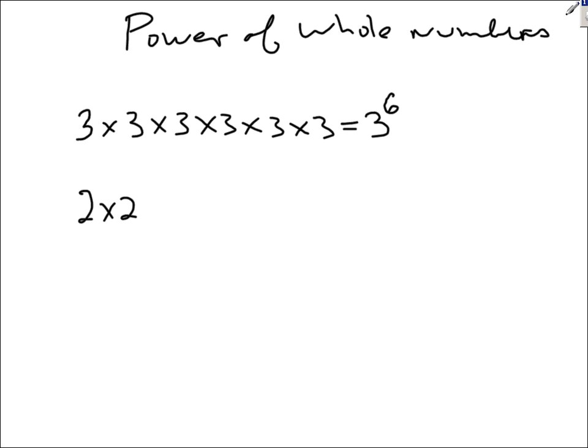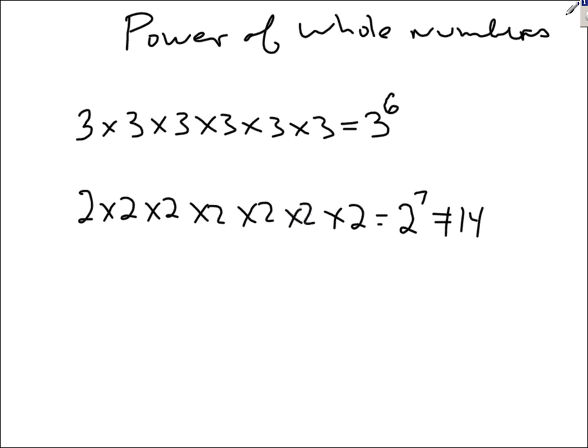2 times 2, 7 times. You don't have to write it that way anymore. You can just write 2 to the 7. This is not 14. We have a very nice way to write 2 times 7, and it is not 2 to the 7. It's 2 times 7.